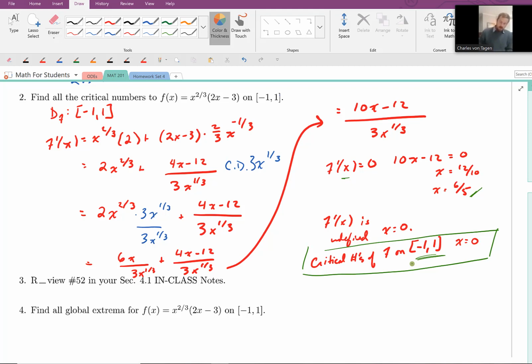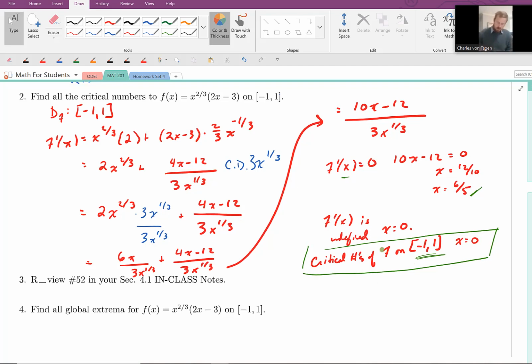So I want you to now go ahead and review your notes to number 52 from the section 4.1 class. Folks, if you don't review that, if you don't have those steps down, you will not necessarily be successful on these finding global maximum and global minimum problems. So please make sure you do that.